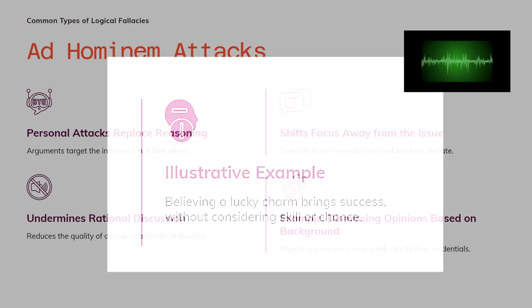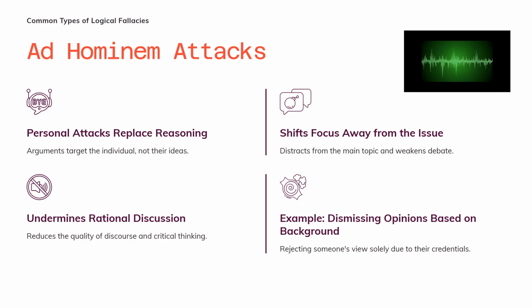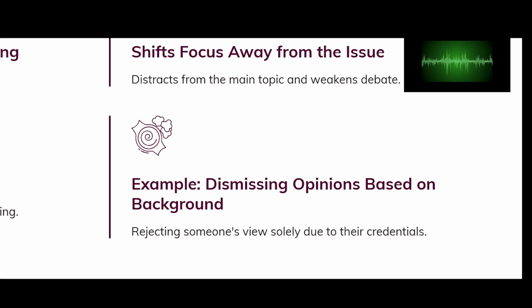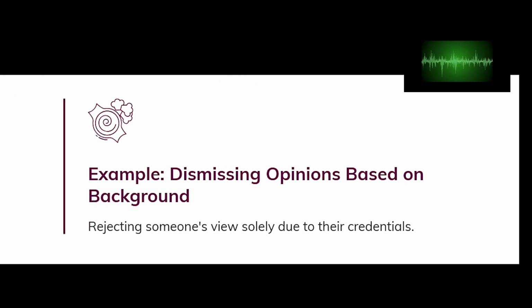Ad hominem. The ad hominem fallacy occurs when an argument attacks a person's character or motives instead of addressing the argument itself. This tactic diverts attention from the issue at hand and undermines rational discourse. Example: you can't trust Jane's opinion on climate change. She's not even a scientist. Instead of engaging with Jane's argument, this statement dismisses her credibility based on her background.